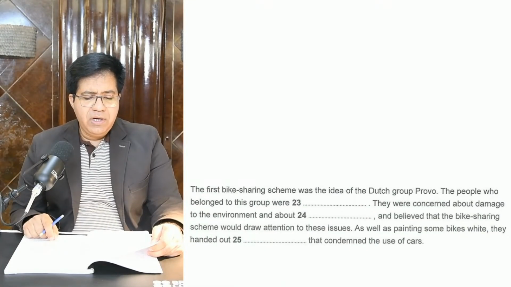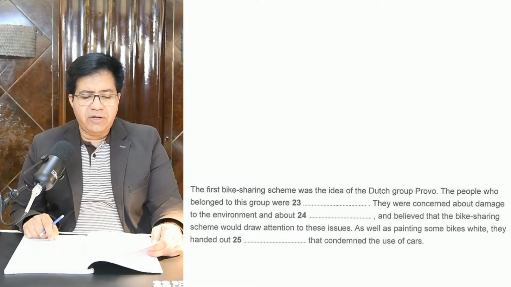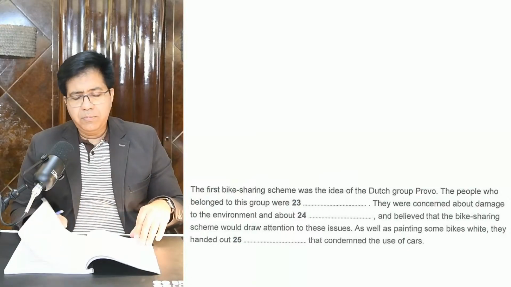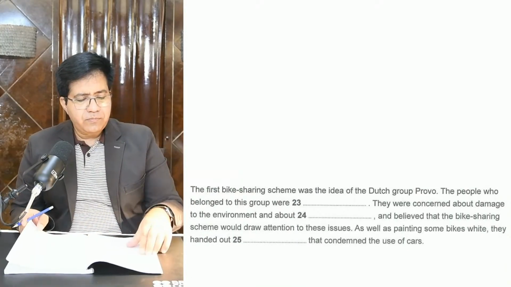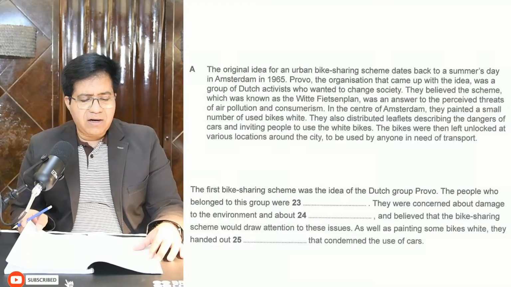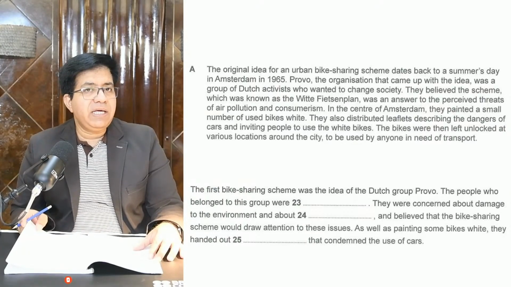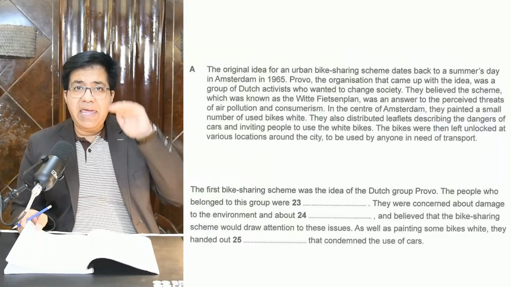So this is important. Now, we have questions 23 to 26, one word only. First, urban bike sharing scheme, Dutch group Provo. Now please go back and look for the word Provo. You can see the word Provo and the first bike sharing scheme in paragraph A. This is the location. It means you will find the answers from here onwards.